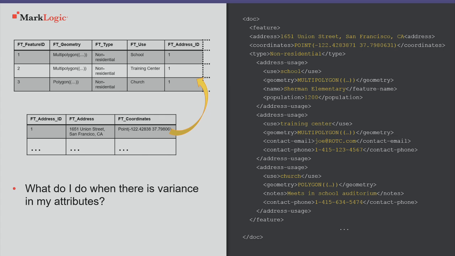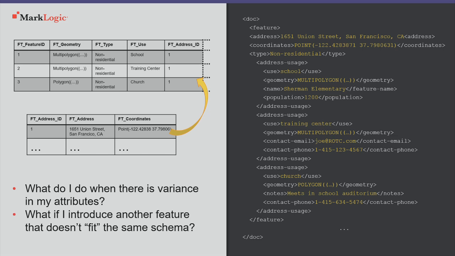And that's useful because, as David mentioned this morning, maybe you are collecting a bunch of different data about all these different types of features, and you may not be using it in your application, but you don't want to lose that data either. Okay, well, what if I introduce another feature that doesn't fit the same schema?